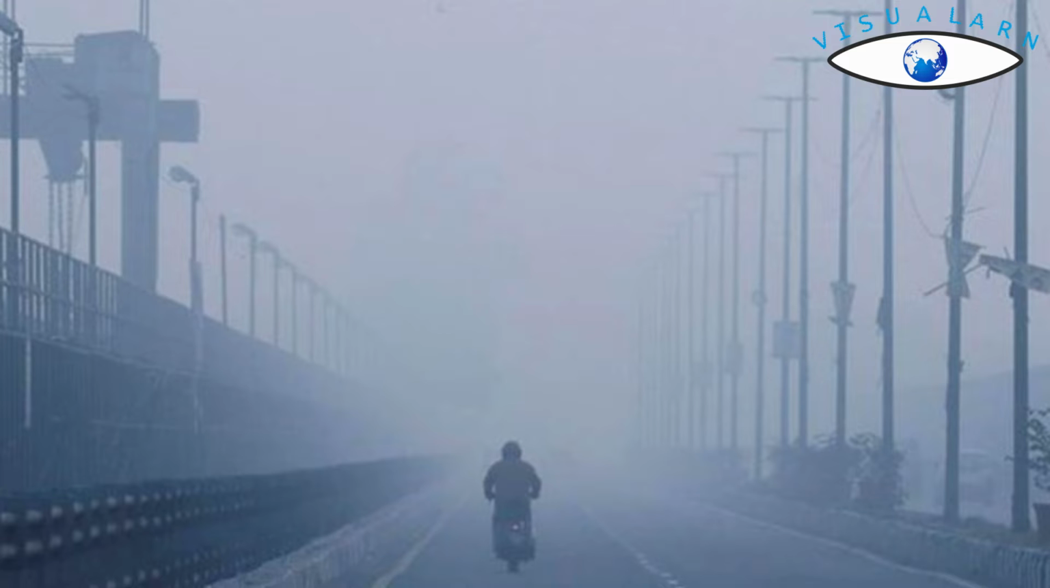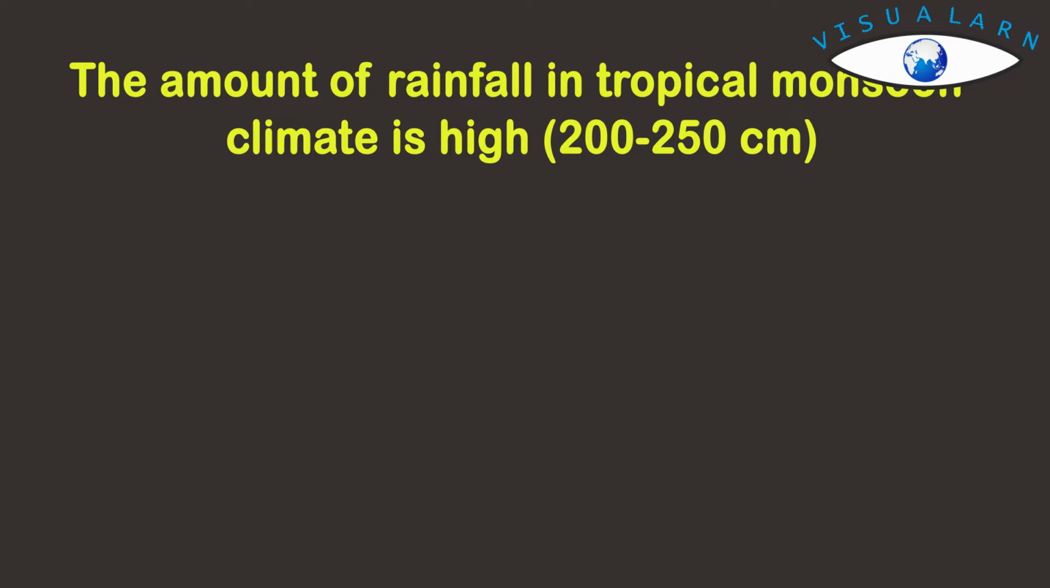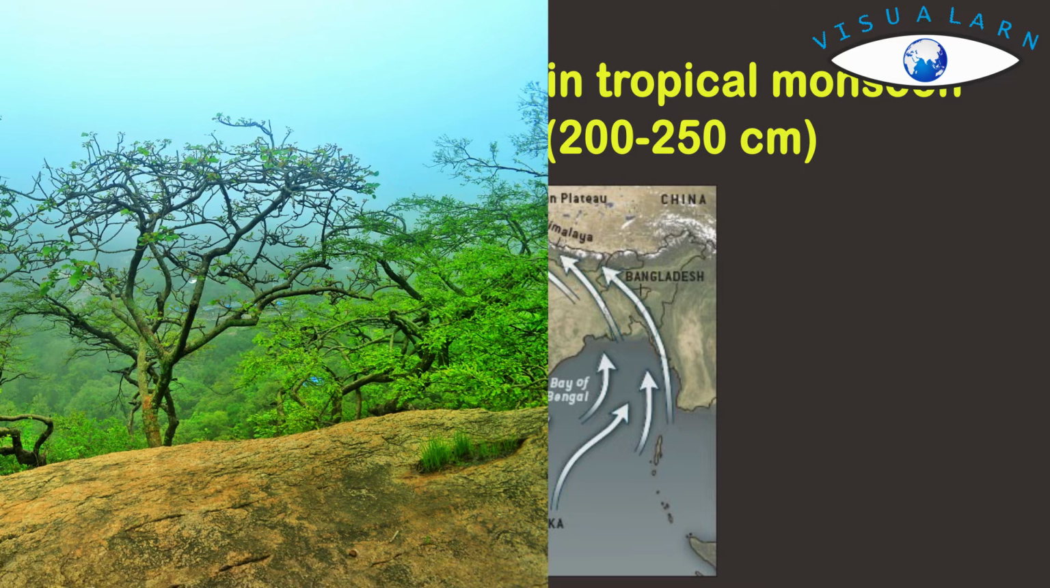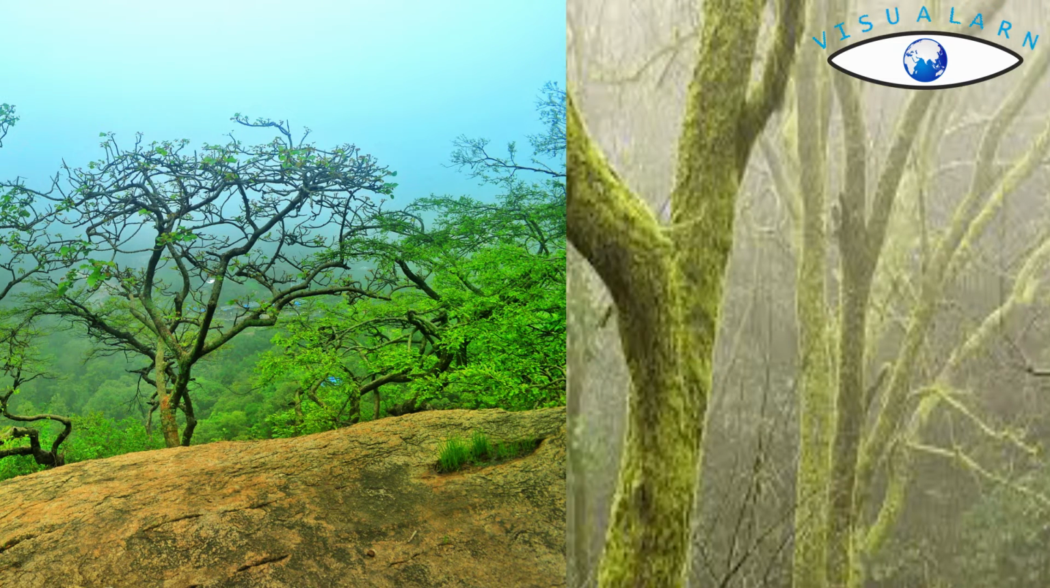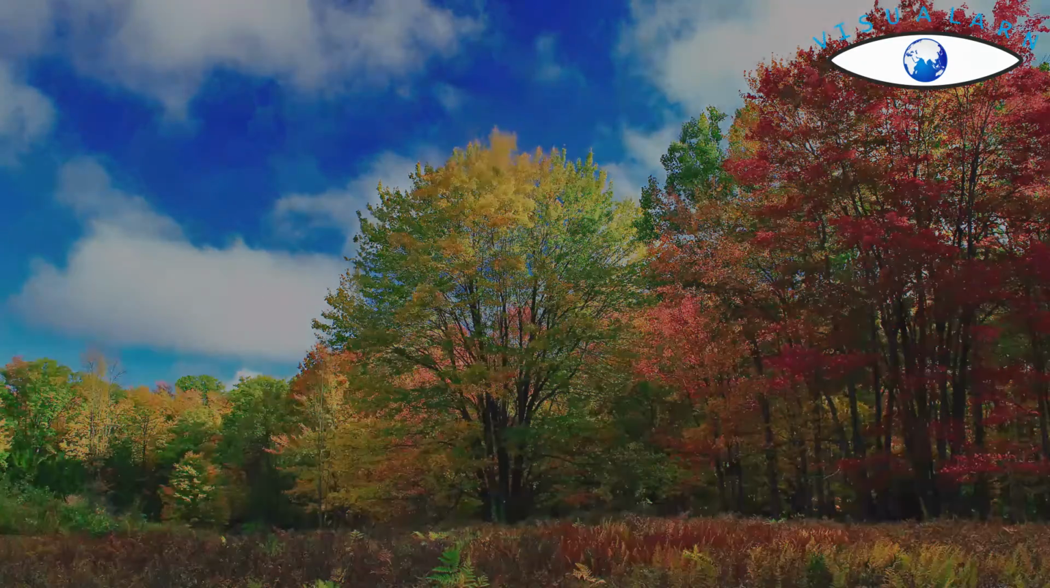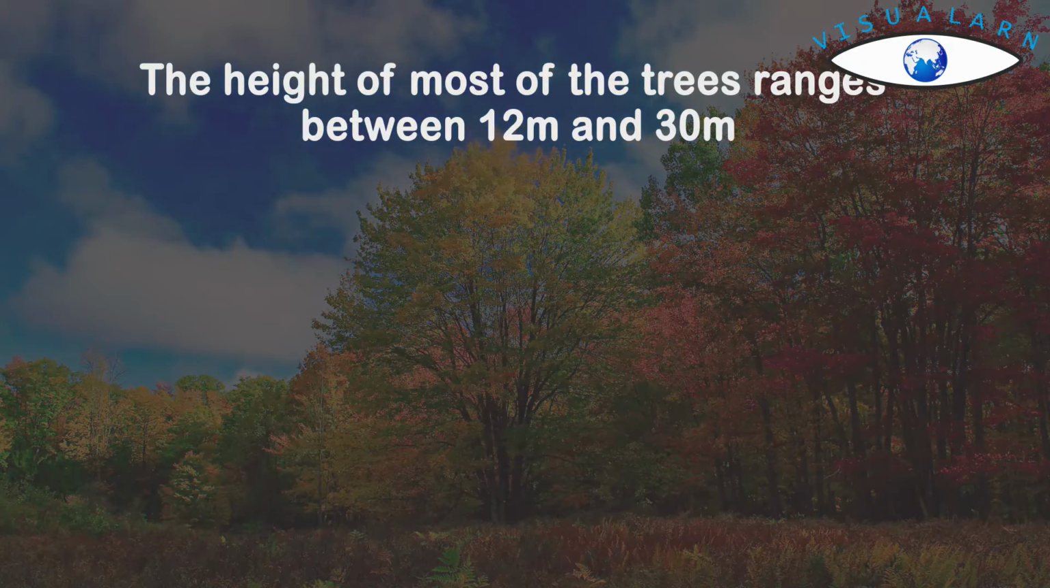The amount of rainfall in tropical monsoon climate is high. Most of the rainfall is received from the rain-laden winds that have traveled over the ocean. Trees are normally deciduous because of the marked dry period during which they shed their leaves to withstand the drought. The height of most of the trees ranges between 12 meters and 30 meters.